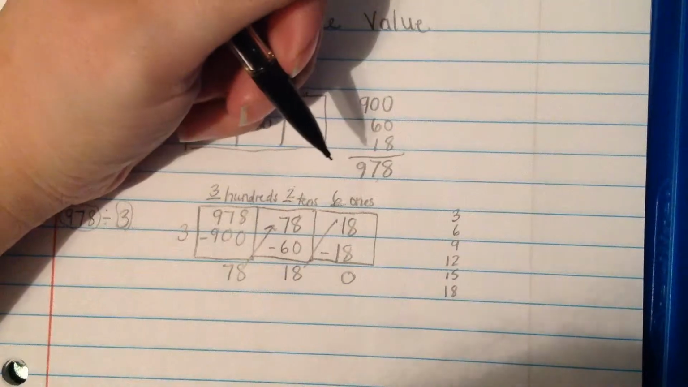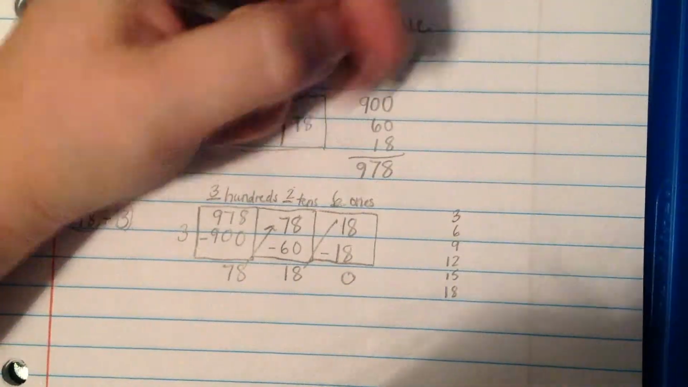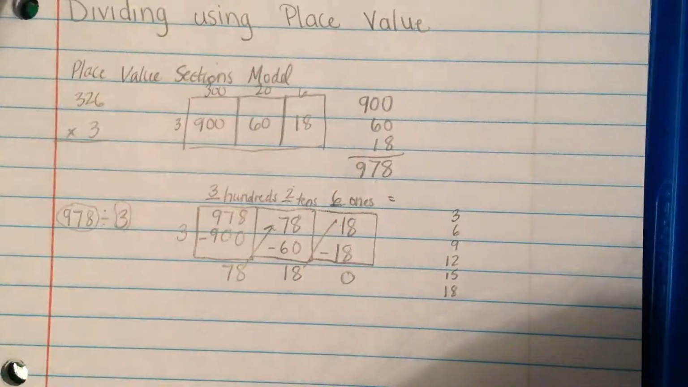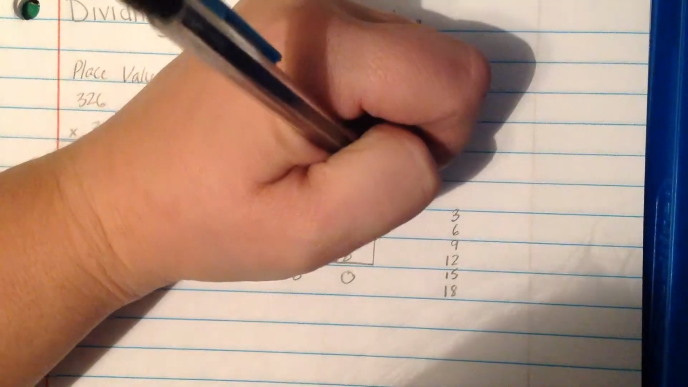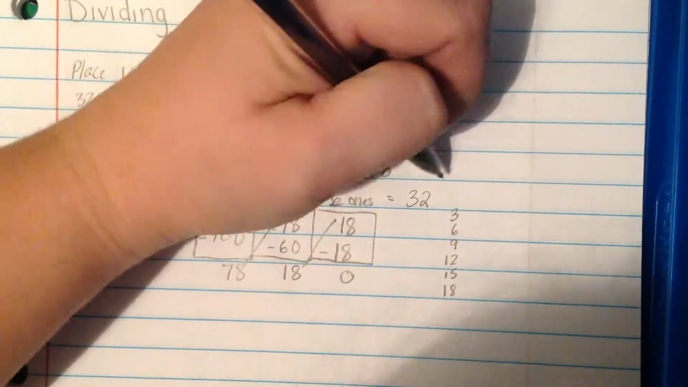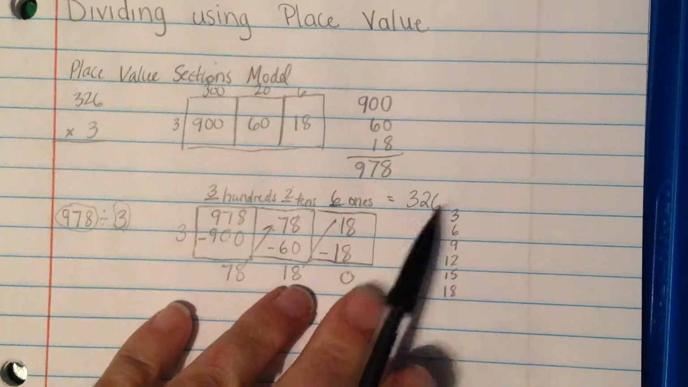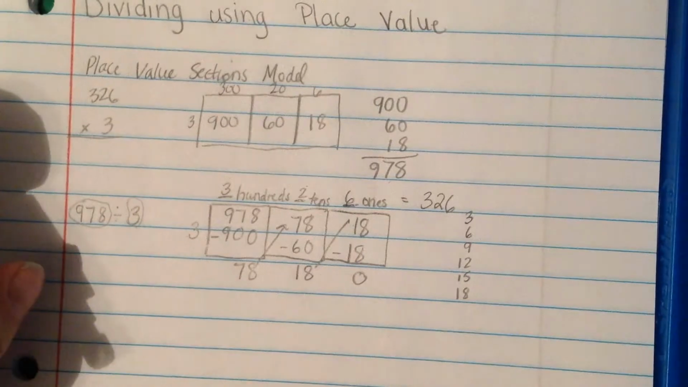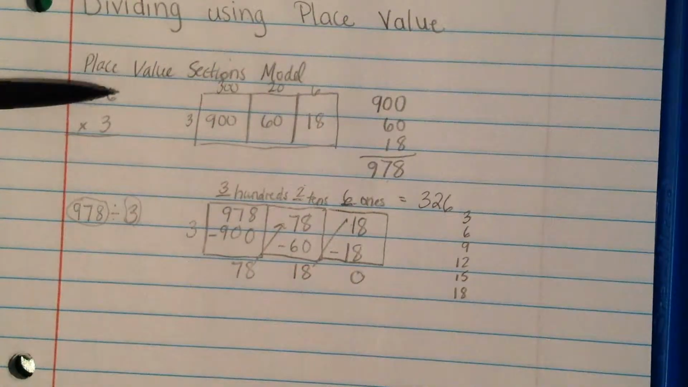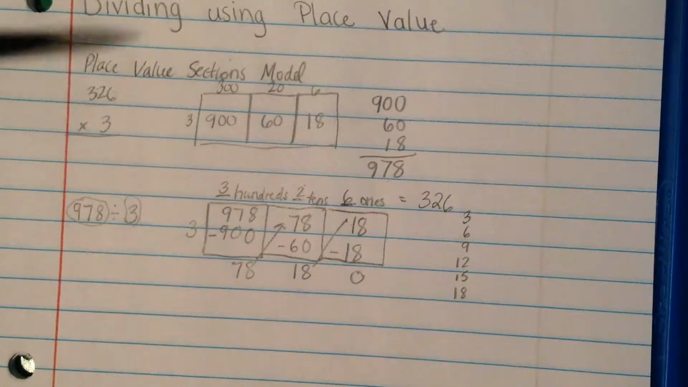I don't want to write it and expand it anymore. I want to now write it in regular form. So I'm going to put my 3, my 2, and my 6. My number is 326. If I go back and look at when I did my multiplication problem up here, my number was 326. My numbers match.